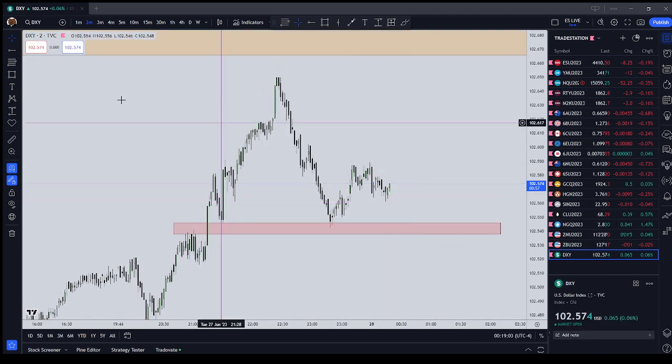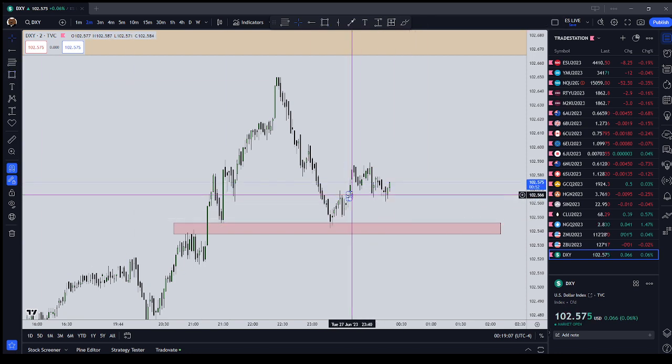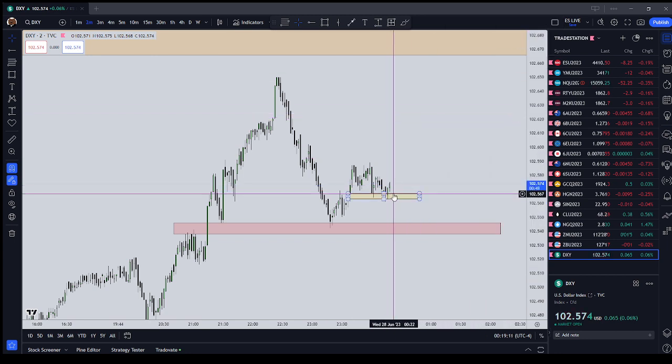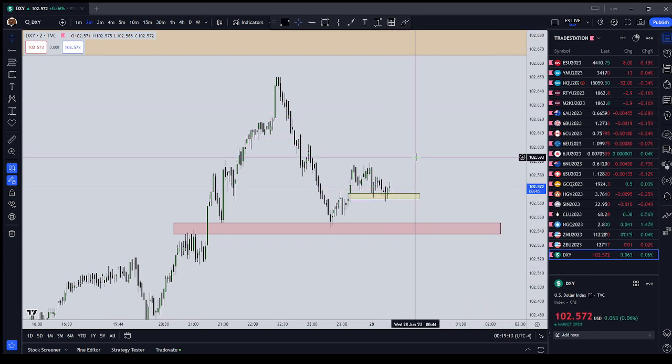Dollar index is doing what I want it to do. Dollar index is looking good. Looking at this volume imbalance right here, found support on that. Let's see if we can go get some liquidity.